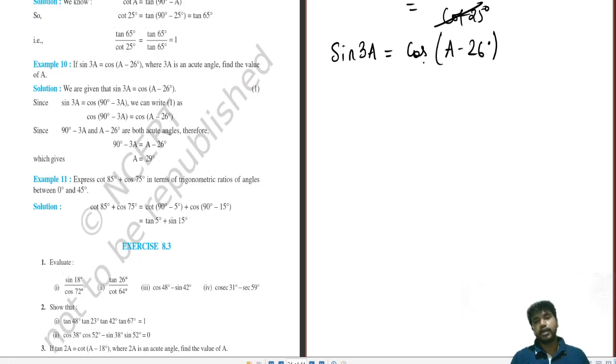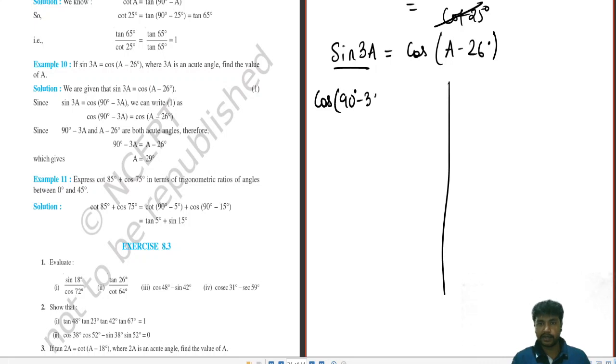We can either convert cos, or we can convert sine. I told you in the previous sum that we have to convert any one. It's up to you what you think is easy. For this sum I will do both the parts. I am converting sine first. So we can write it as cos(90 minus 3a), and this will remain the same. We will not change both of the parts.